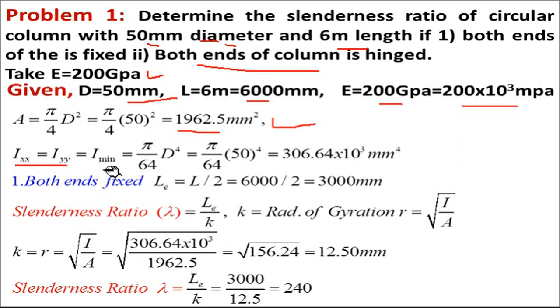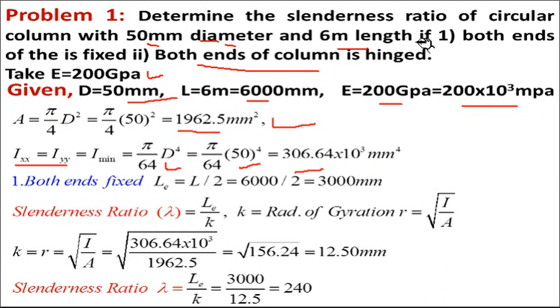And moment of inertia for a circular column is the same for Ixx and Iyy. It means for a circular column, moment of inertia is the same about both axes. For a circular column, hollow circular column, or square section, moment of inertia is the same. Ixx equal to Iyy is pi by 64 d raised to 4. This is the formula for moment of inertia. Here d is 50 raised to 4, so put that value and find out I.